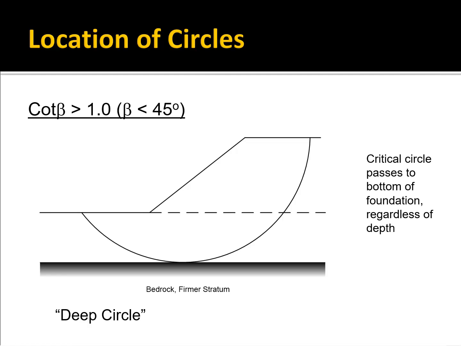Now I should just add, most of the slopes we deal with, certainly engineered slopes, are going to be milder than 45 degrees. I mean, not always, but a lot of the slopes we deal with are more mild like this. In this case, if there's a bedrock or firmer stratum at some depth, the critical circle will always go down to that depth, and then it will exit somewhere along this line over here, and that's what we call a deep circle.